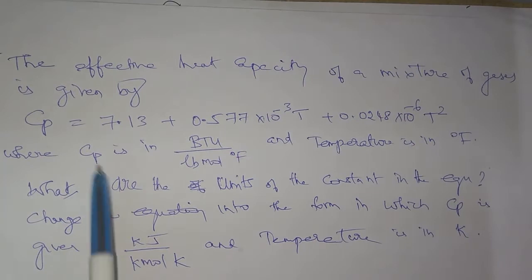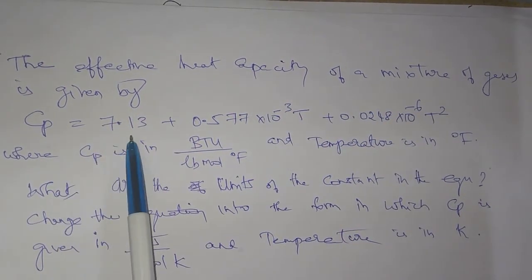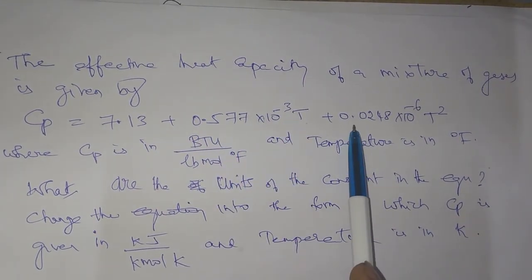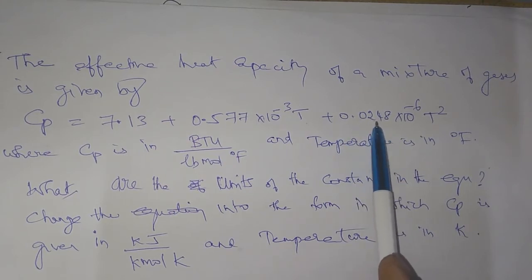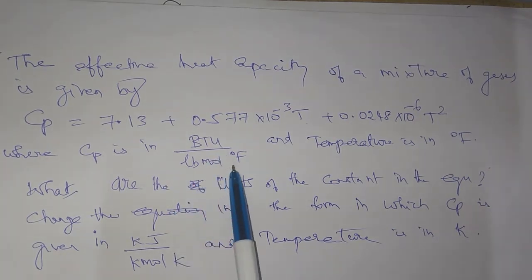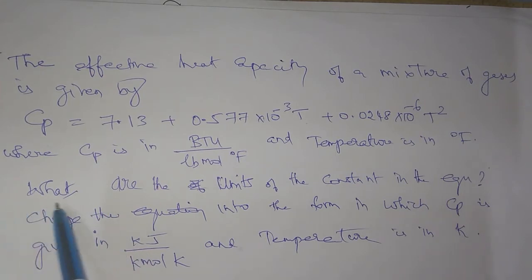I am repeating. The effective heat capacity of a mixture of gases is given by Cp equal to 7.13 plus 0.577 into 10 power minus 3 T plus 0.0248 into 10 power minus 6 T square, where Cp is in British thermal units per pound mole degree Fahrenheit and temperature is in degree Fahrenheit. First part is what are the units of the constant in the equation. Second part is change the equation into the form in which Cp is given in kilojoule per kilomole Kelvin and the temperature is in Kelvin.